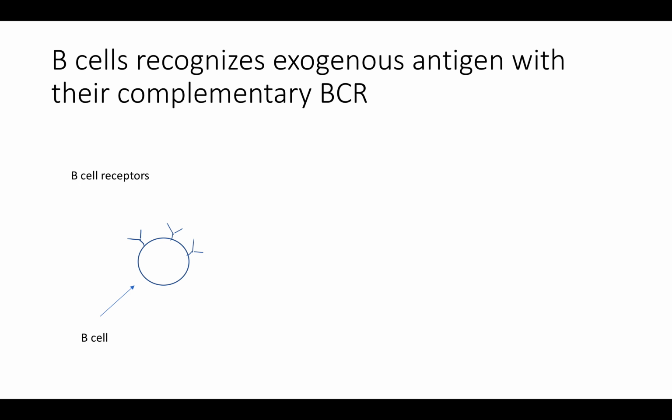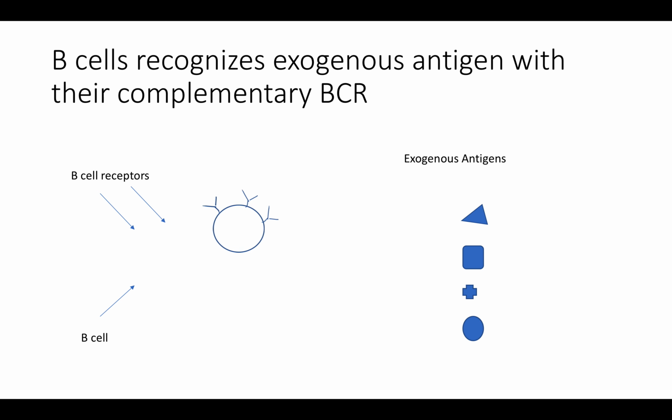Here we have the B cell receptors, and these would have the variable region at the tips, and they will recognize one specific antigen shape. So that exogenous antigen or extracellular antigen will attach to that variable region on the B cell receptor.